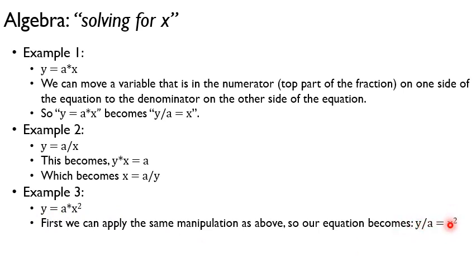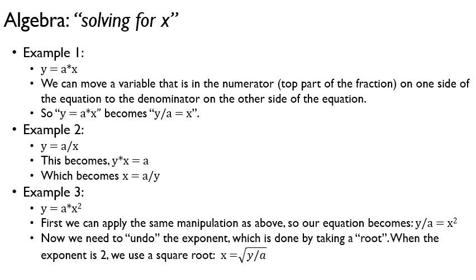But we don't want x squared, we want x. So we have to undo this exponent. The way that we undo that exponent is we take a root. And in this class, we're typically just going to have the exponent be 0, 1, or 2. So when it's 2, we use a square root. And so all we're going to do is take the square root of both sides of this equation. And when we do that, the square root cancels the 2 in the exponent, and you get that x is equal to the square root of y over a. And you've solved for x.